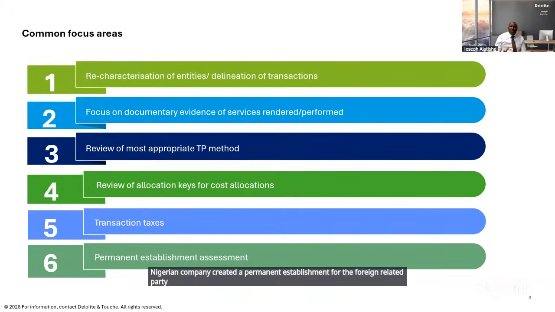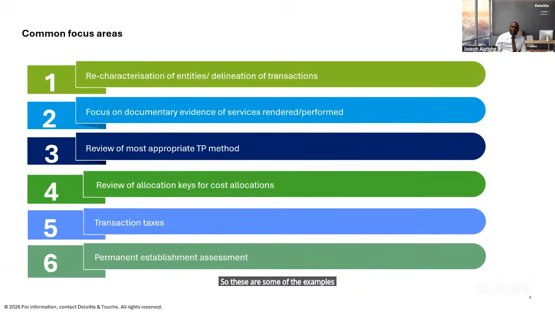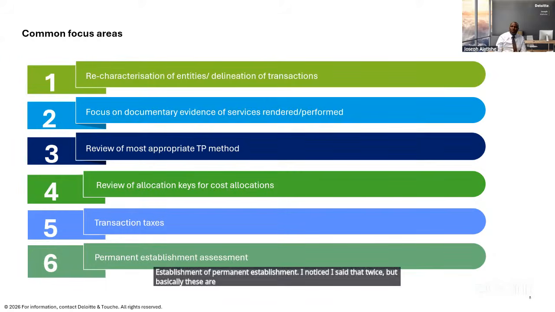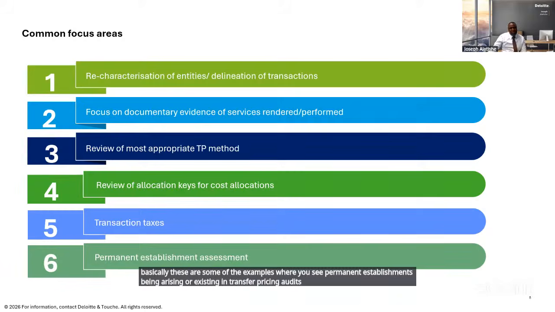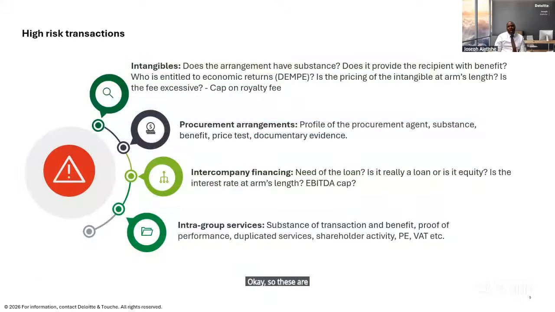So these are some of the examples of establishment of permanent establishments. I noticed I said that twice, but basically these are some of the examples where you see permanent establishments arising or existing in transfer pricing audits. Okay, so these are the common areas.